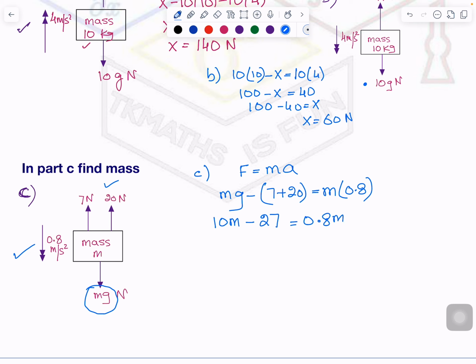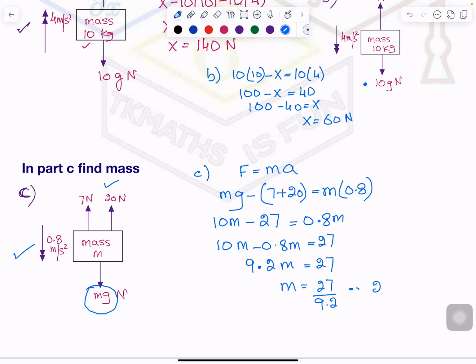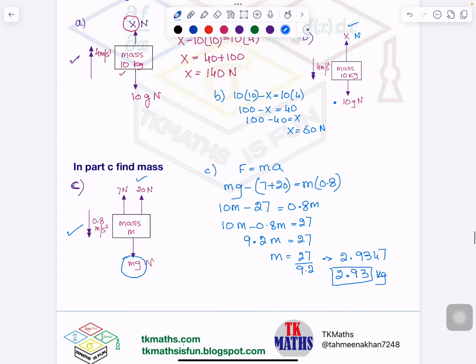So the terms with m, I'll bring them together. And then just like algebra, I will solve it. So it will become what? 9.2m. If the mass is, for example, not exact, then you can write the value in 3 significant figures, which is mostly stated on the cover page of the examination paper. So suppose it is 2.9347 as per my calculator. So it will become 2.93 as per 3 significant figures. This is the mass, and mass is in kg here. So I hope you understood this.